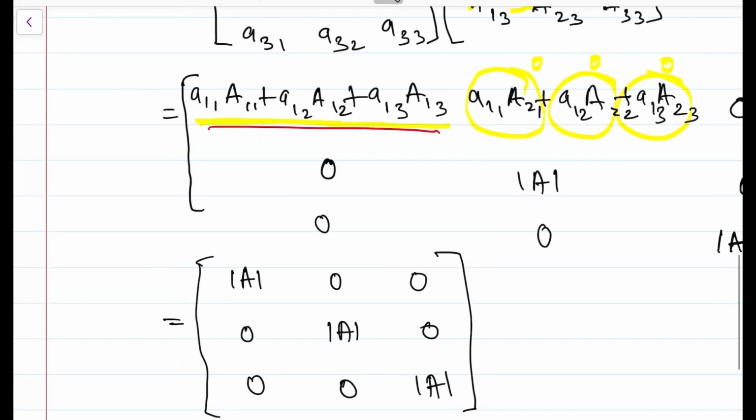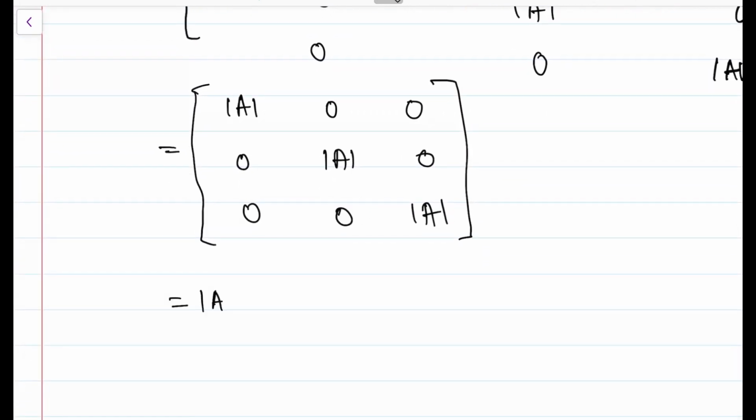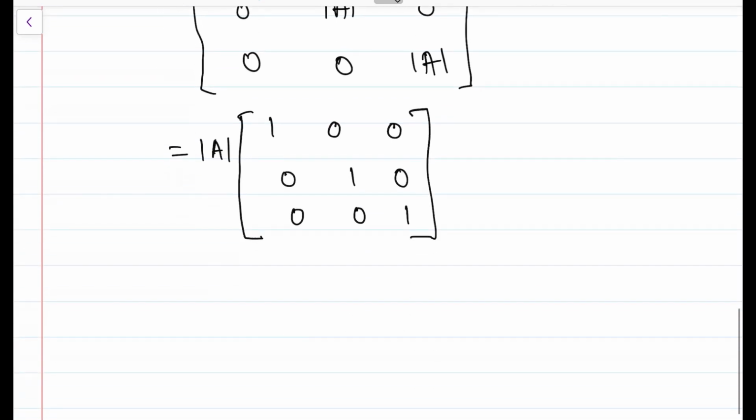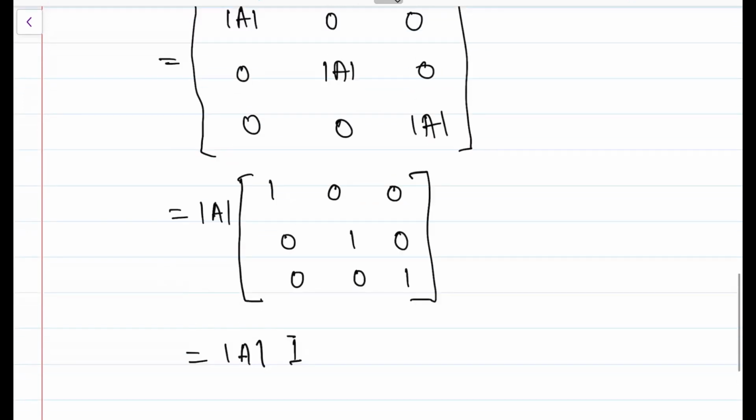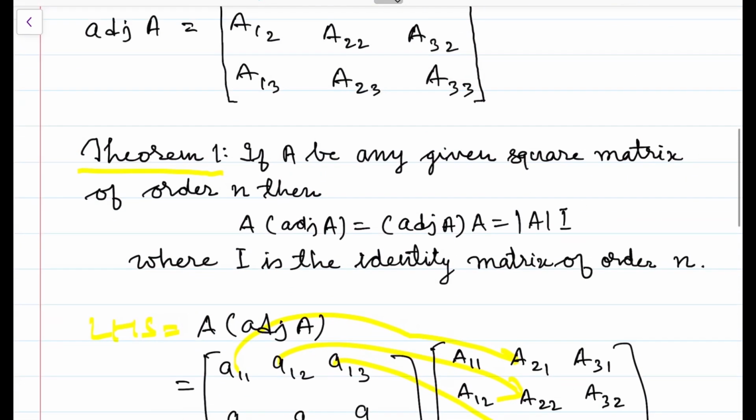As this is a matrix, we can take out determinant of A common from the whole matrix. We'll get 1, 0, 0, 0, 1, 0, 0, 0, 1. That is determinant of A into I.